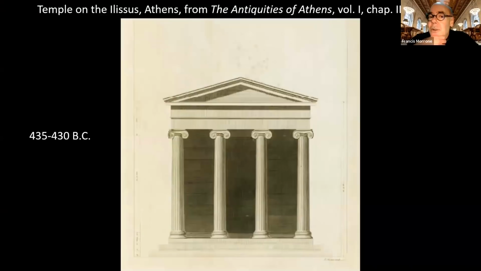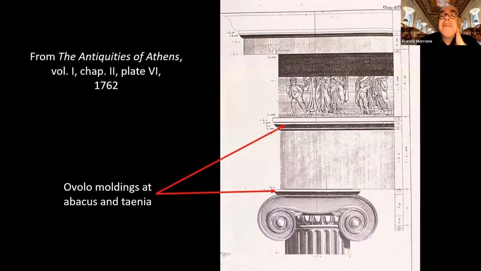Now, the Temple of the Ilisos is another temple that was illustrated by Stewart and Revett. It is a very much simpler Ionic order from that of the Erechtheum. But it has, at the abacus level of the column, what we call an ovolo. That word derives, obviously, from egg. So it has that egg-like swell, and then that same ovolo molding appears at the echinus. And other than that, the column is very much simpler than the Erechtheum.